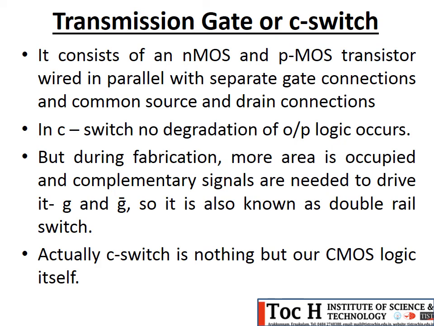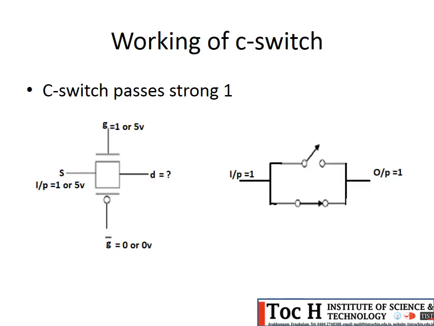Actually, the C-switch is nothing but our CMOS logic itself. For CMOS logic, what is the basic building block? The CMOS inverter. And I hope you remember the structure of the CMOS inverter. A CMOS inverter is made of a PMOS transistor and an NMOS transistor with both the source terminals connected together and both the drain terminals connected together. As good 0 and good 1.